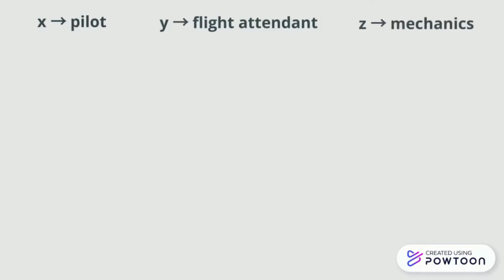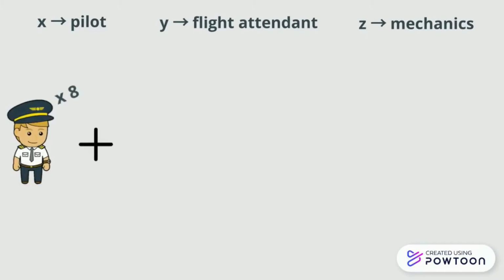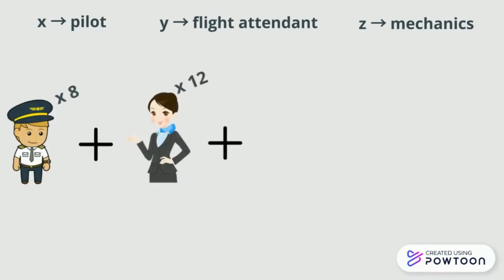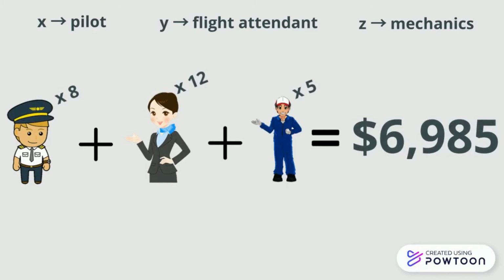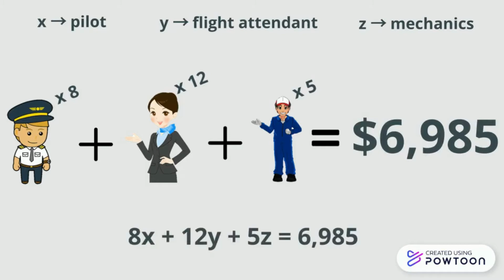Let's use X for pilot, Y for flight attendant, and Z for mechanics. Basically, the problem says 8 pilots plus 12 flight attendants plus 5 mechanics have a total salary of $6,985. So the first equation will be 8x plus 12y plus 5z equals 6,985.